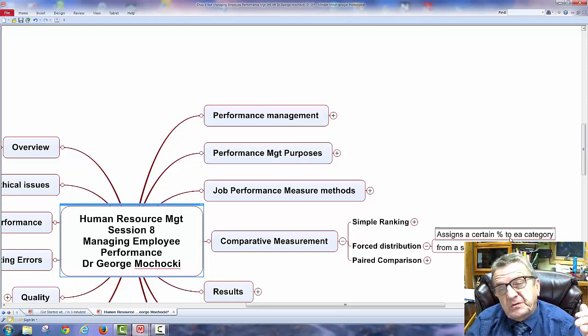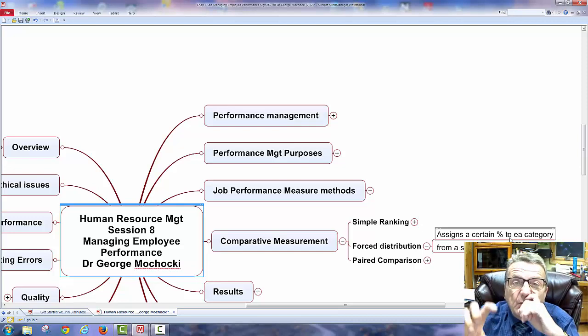The first 20% gets 100% of the bonus. The next 30%, if you're a B or C average, wherever you fell into the ranking, depending on how many numbers, would get the next 30%, and the last 50% got nothing because you were just an average employee. You did what I paid for.